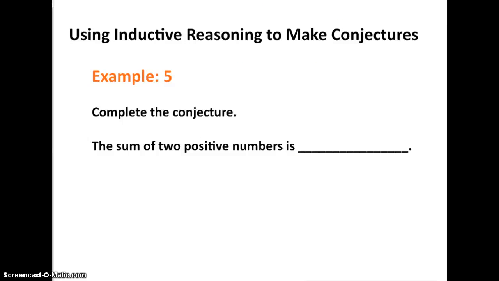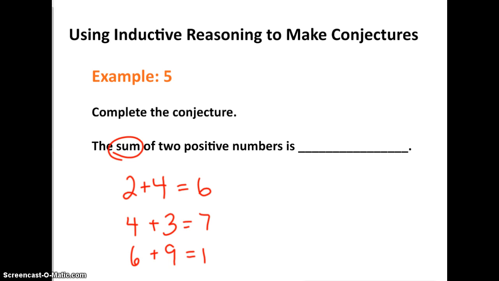Alright, so using inductive reasoning, first off, we need to complete the conjecture. It says the sum of two positive numbers is blank. Now, sum means to add. So let's pick two positive numbers. Let's say 2 and 4. That's 6. Alright, let's do another example. 4 and 3 is 7. And another example, 6 plus 9 is 15.